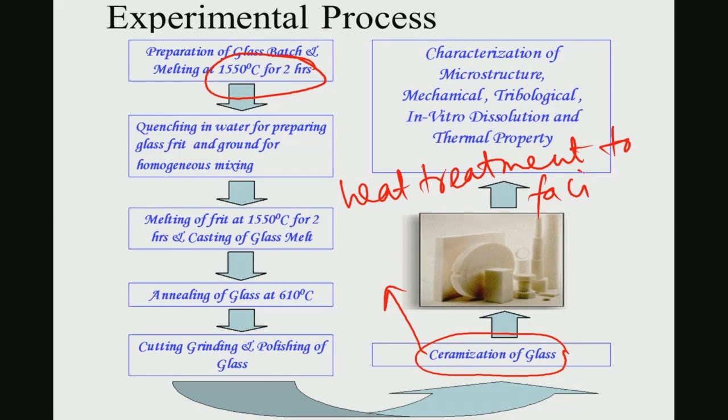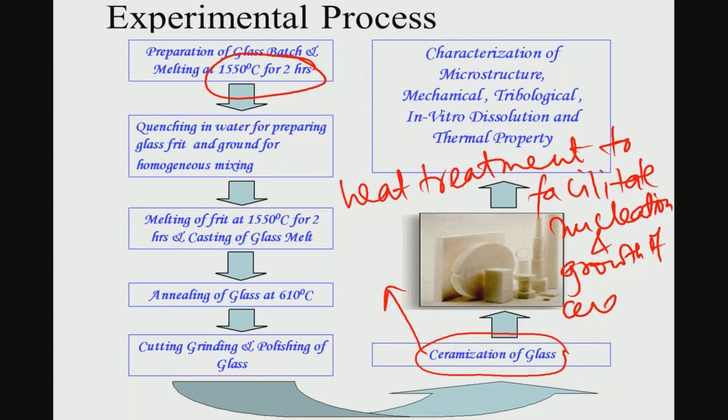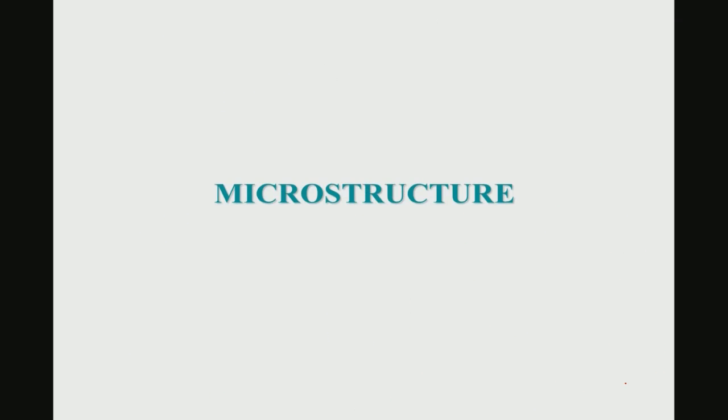So, ceramization is essentially a heat treatment to facilitate nucleation and growth of the crystalline ceramic phase in the glass matrix. And the ceramization process actually takes place at a temperature much lower than the melting temperature of the glass, but reasonably high enough so that there is enough driving force for the nucleation and growth of the crystalline ceramics in the glass matrix.